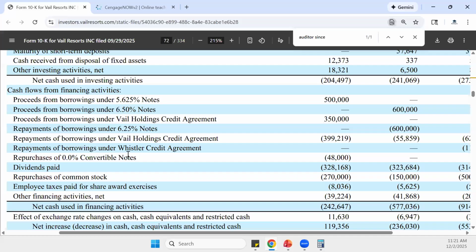And so they issued a bunch more debt, and then they paid out dividends of 328,000, which is coincidentally the exact same as their free cash flow. Companies know this. They know what their free cash flow is going to be about every year, and investors treat dividends as a promise. If a company cuts their dividend, investors are not happy.